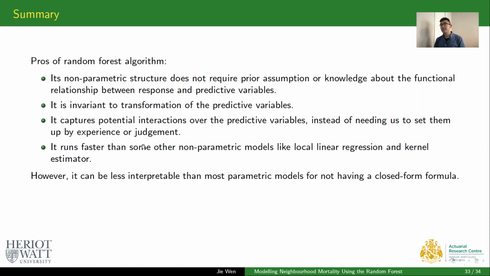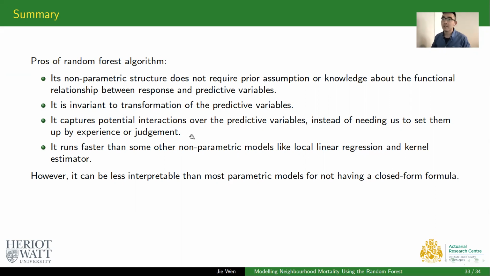In terms of efficiency, the random forest model in general runs faster than some other non-parametric models, for example local linear regression and kernel estimators. These two non-parametric models are also quite flexible and share some of the same advantages with the random forest model, but the difference is they are not as fast as the random forest model.